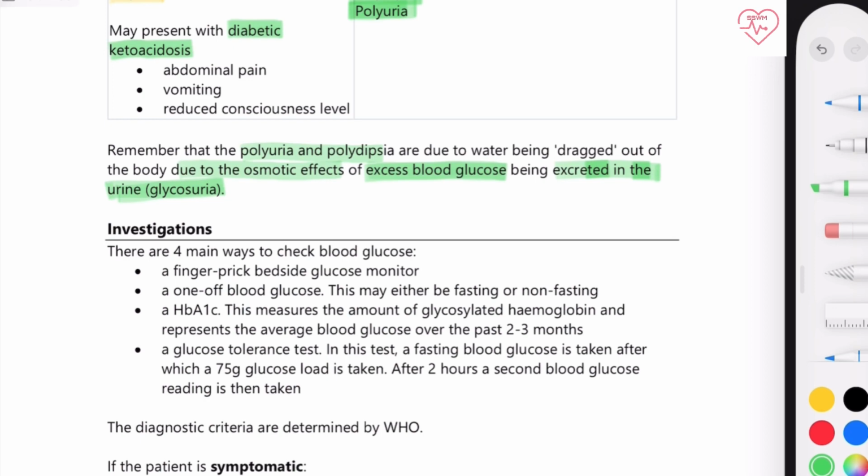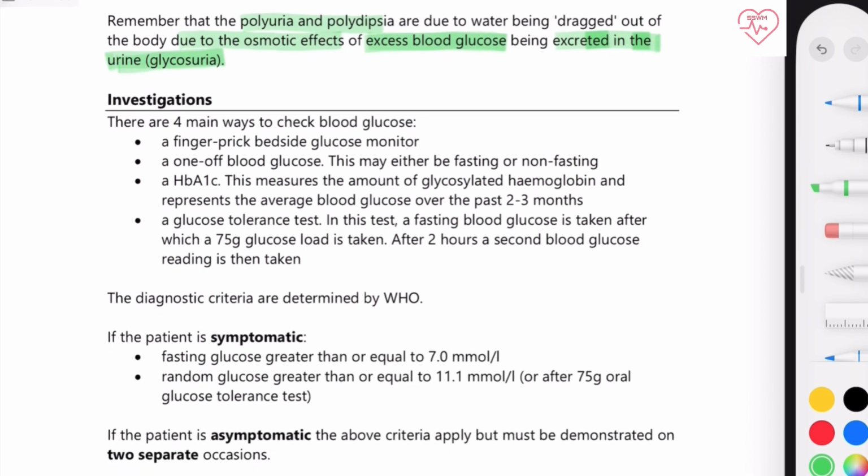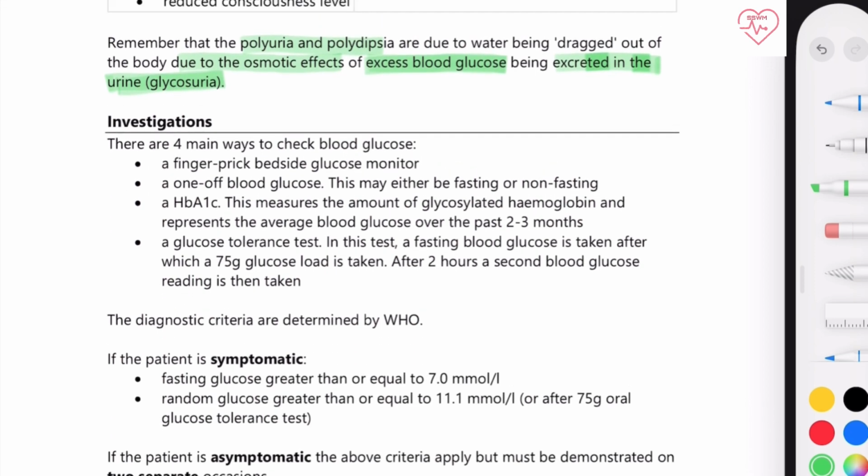Okay, now let's discuss the investigation, what you can do to investigate this. There are 4 main ways to check blood glucose. There will be a finger prick bedside glucose monitor. There will be a one-off blood glucose. This may be either fasting or non-fasting, right? And there will be an HbA1c count.